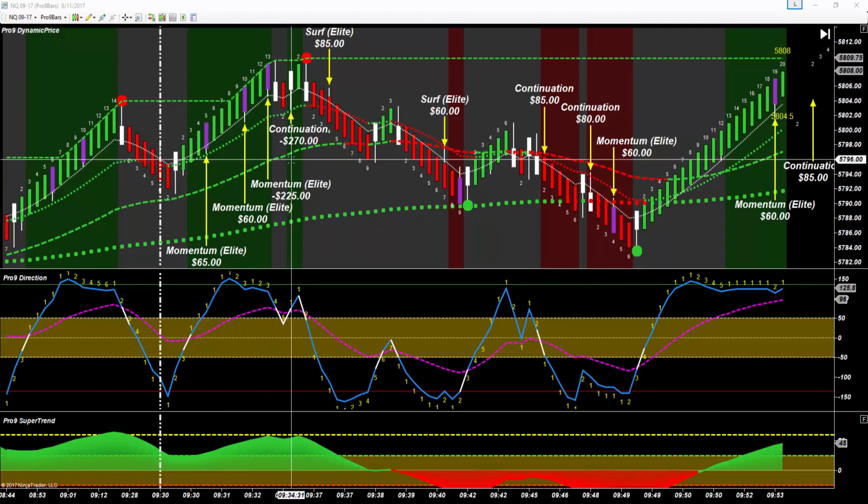We have a continuation that's heading into the high of the day, but our purple line is outside of the neutral zone, so we can enter this one, and unfortunately it does go against us, but we can adjust our stop from 22 to 18 ticks as the market does move 4 ticks in our favor.